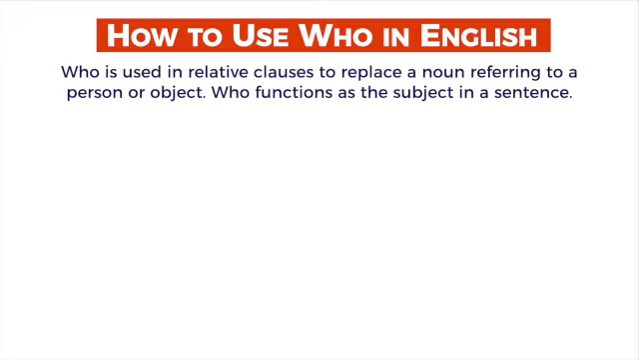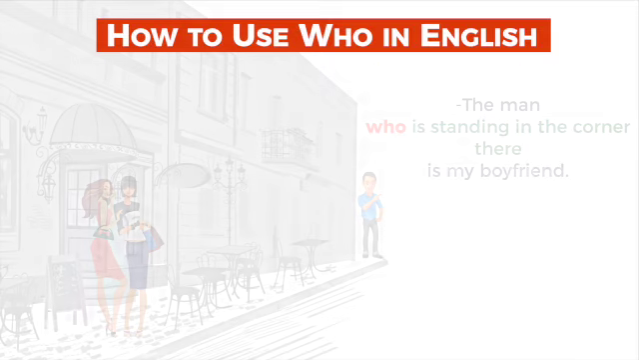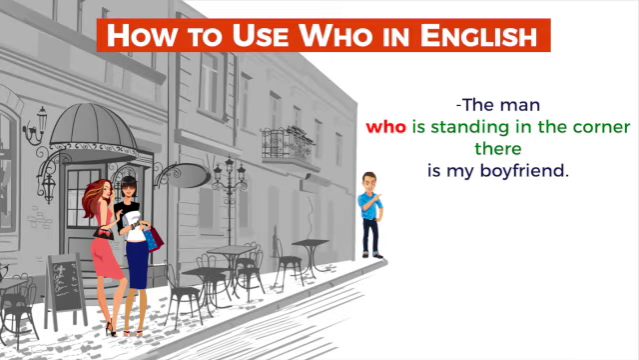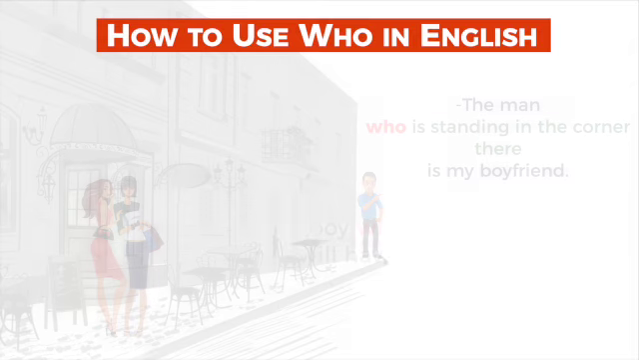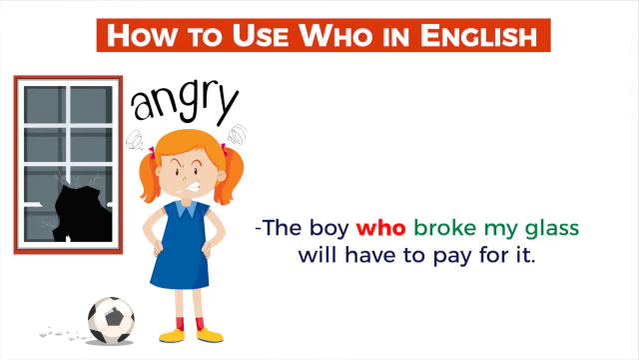How to use who in English. Who is used in relative clauses to replace a noun referring to a person or object. Who functions as the subject in a sentence. For example, the man who is standing in the corner there is my boyfriend. The boy who broke my glass will have to pay for it.